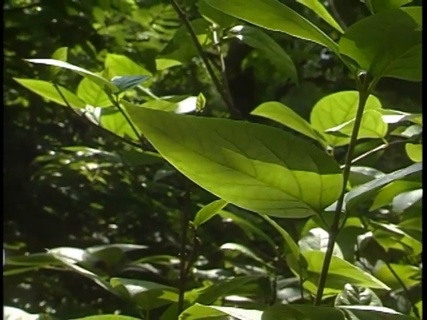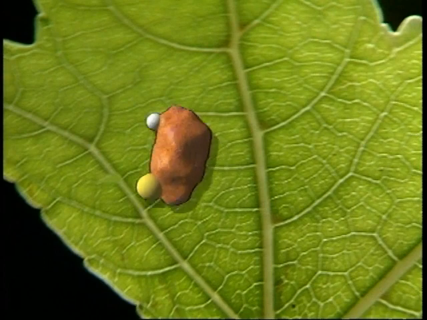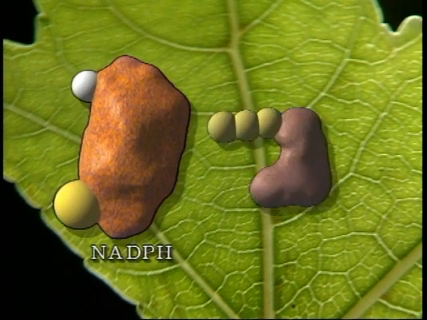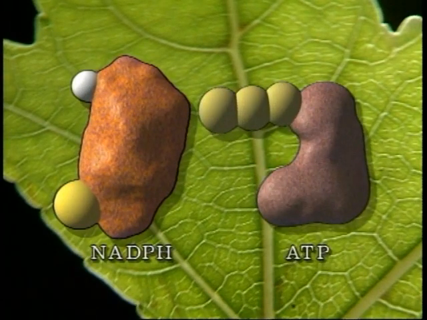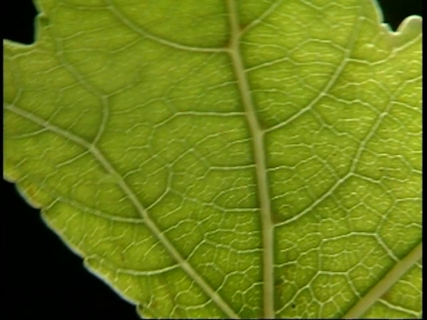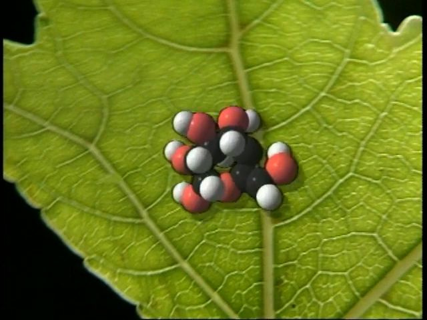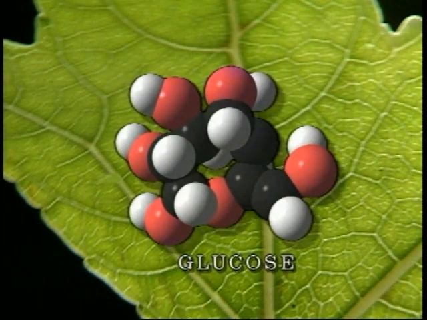In the conversion of light energy to chemical energy, there are two important molecules that store chemical energy. One of these is NADPH, the other is ATP. While the light-dependent phase makes NADPH and ATP, the dark or light-independent phase uses them both to produce sugars such as glucose.